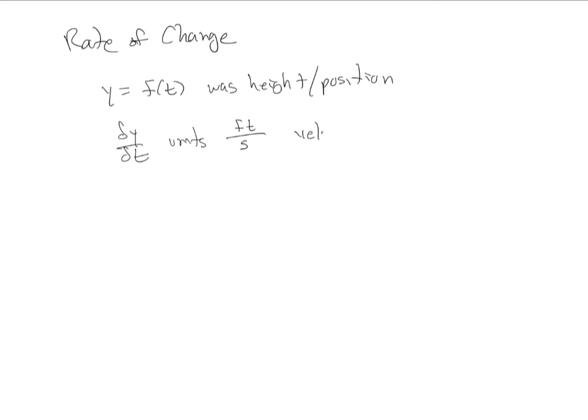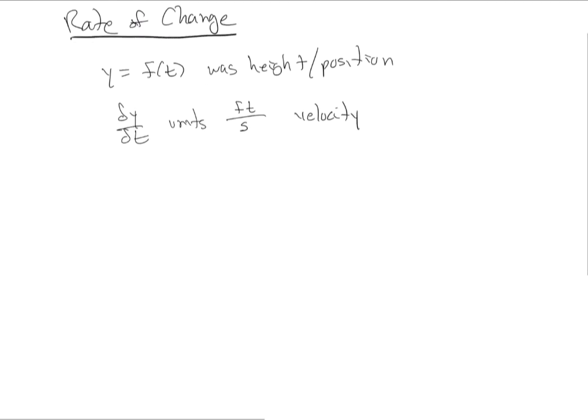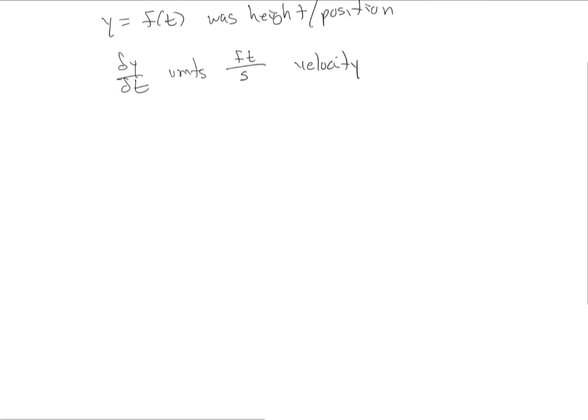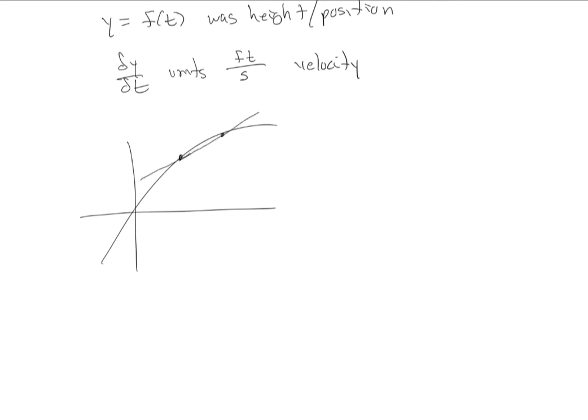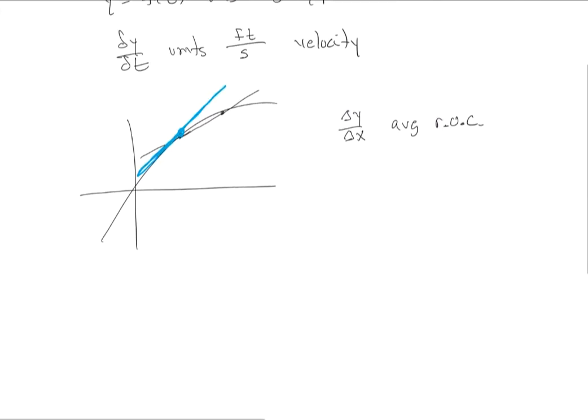And then we also came back after we motivated this conversation and we talked about the slope of a tangent line. So if we had some graph f of x, that delta y over delta x was an average rate of change. I'm going to get lazy here and say ROC. And then when we let the delta x go to 0, we talked about the slope of the tangent line, and that was an instantaneous rate of change.